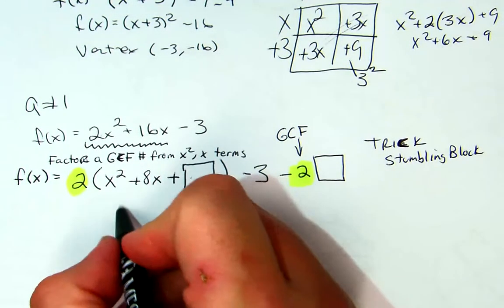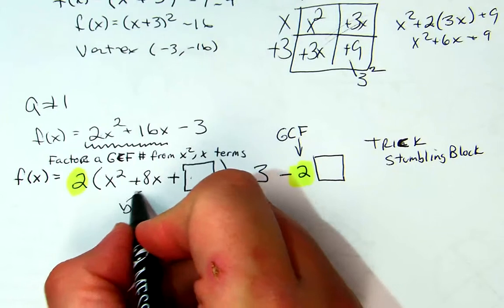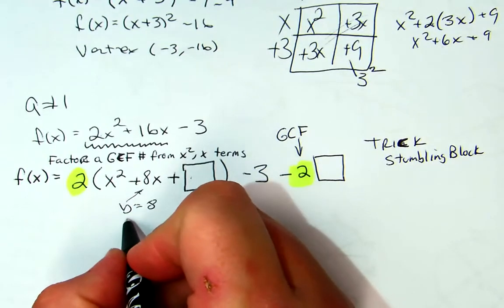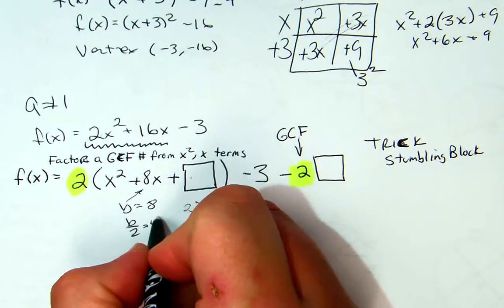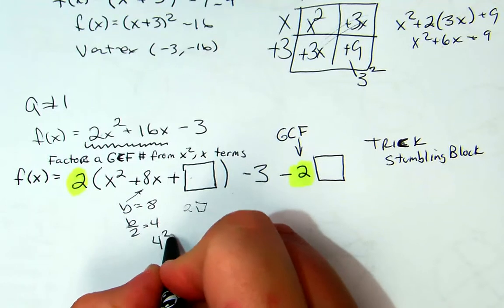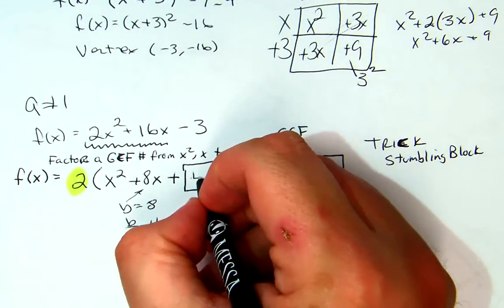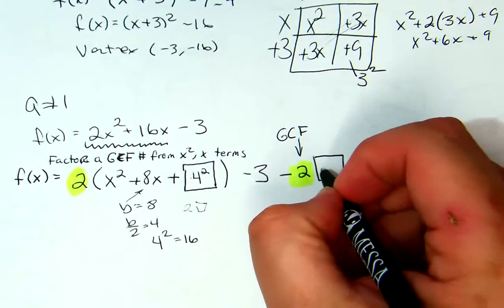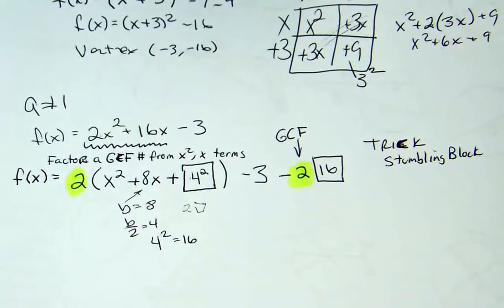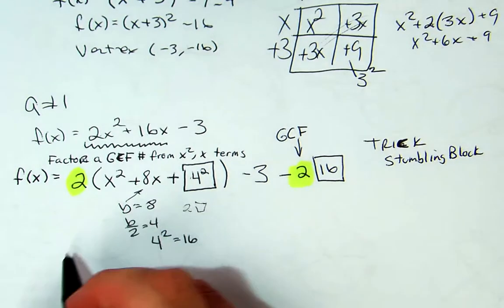So now I say, all right, my b is going to be this guy right here, is going to be 8. So my b over 2 is 4. So I'm going to take 4 squared, which I know is 16. So in here, I want to put 4 squared. In here, I can put 16, just because I don't have to actually do 4 squared again.